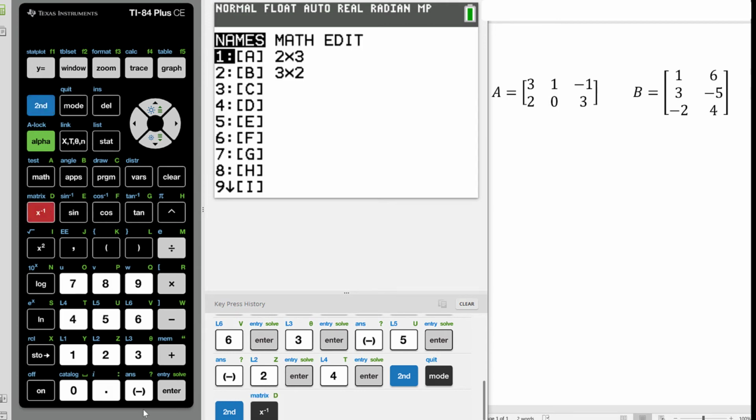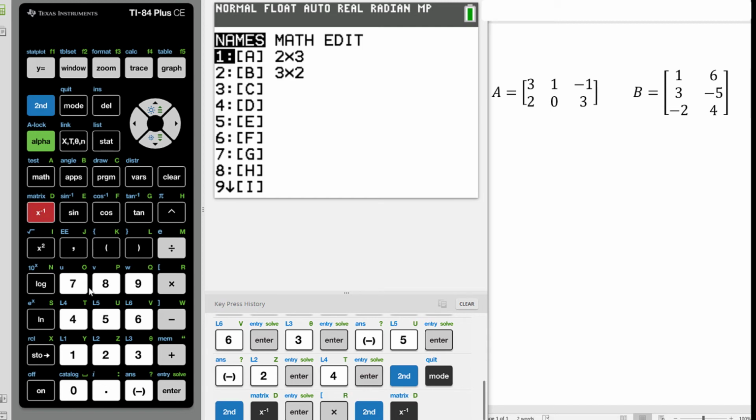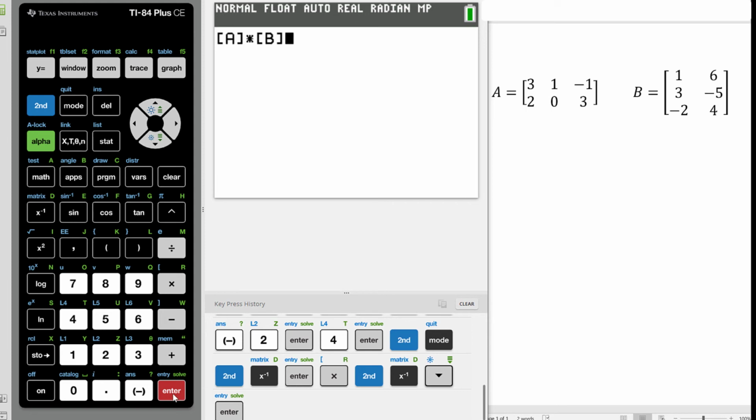Now we're going to go second matrix, and we're going to hit enter on the number 1 for matrix A. Press the multiplication symbol, second matrix, and then scroll down to get to number 2 for matrix B and press enter. And now we're going to hit enter again, and we will get the matrix that is the product of AB. It is a 2 by 2 matrix. In row 1, from left to right, we have entries 8 and 9. In row 2, we have negative 4 and 24.